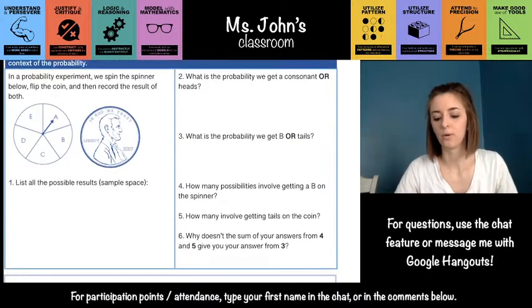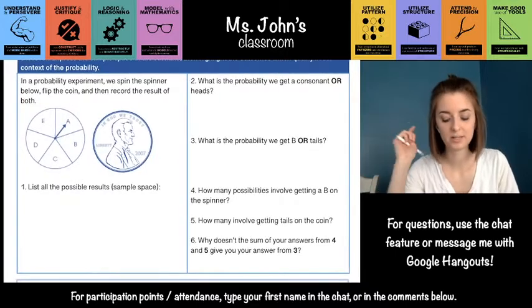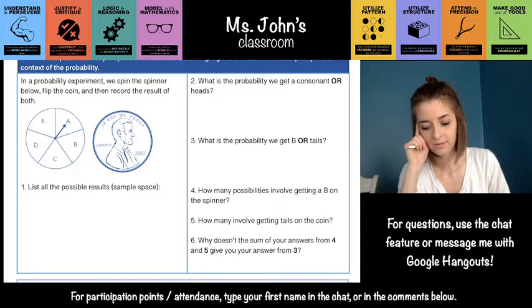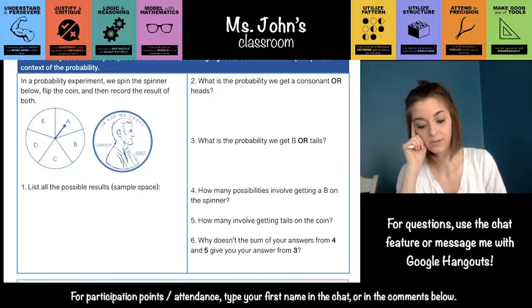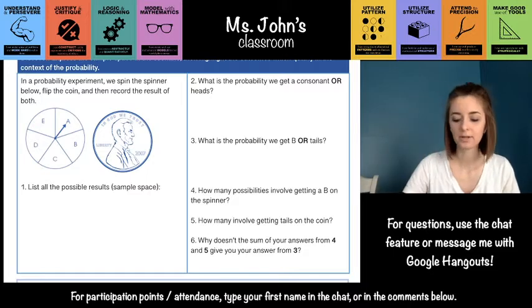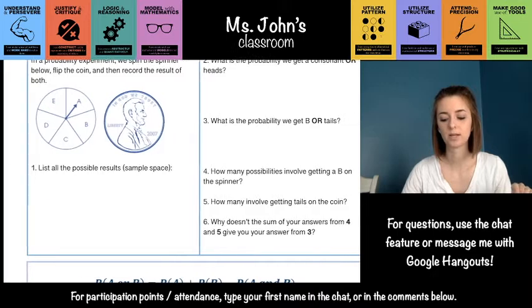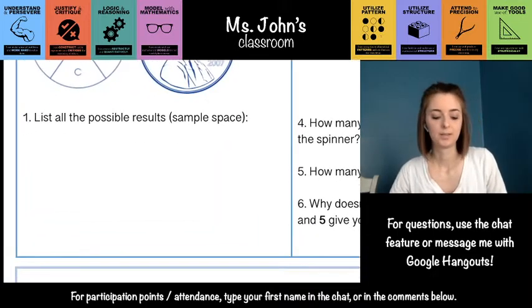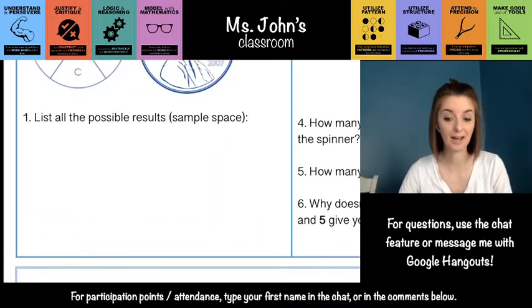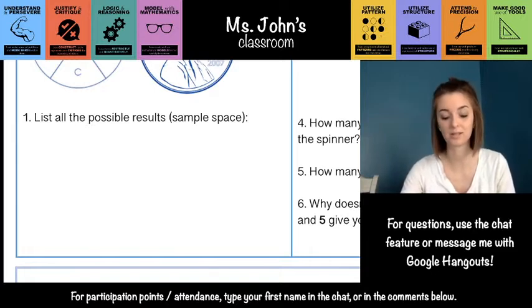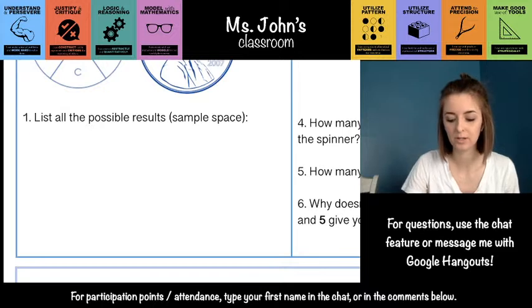So in this probability experiment, we spin a spinner with A, B, C, D, E, and then record the result, and then flip a coin, and then record the result of both. So here's how I'm going to do this. The first step is that we should list out all possible results, because we need to be able to count the things that are favorable. So we need a whole total list.